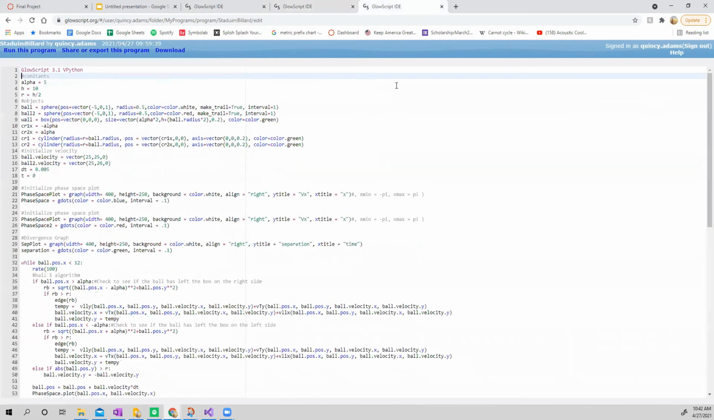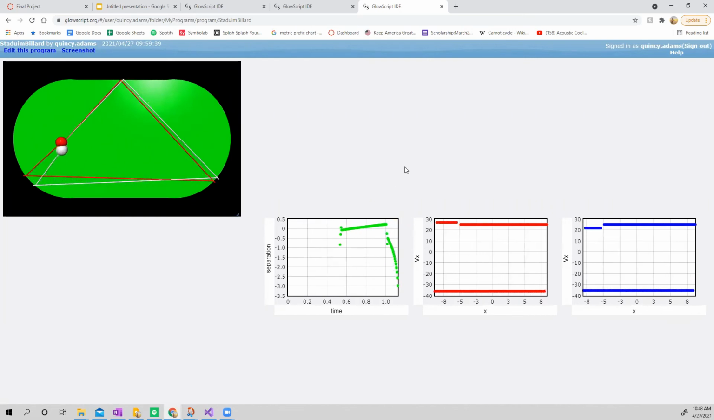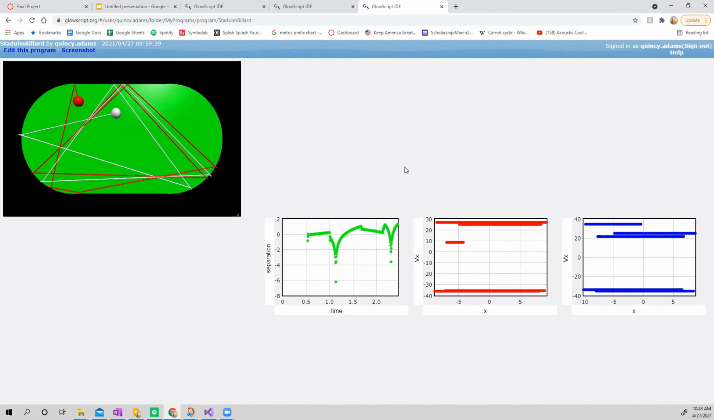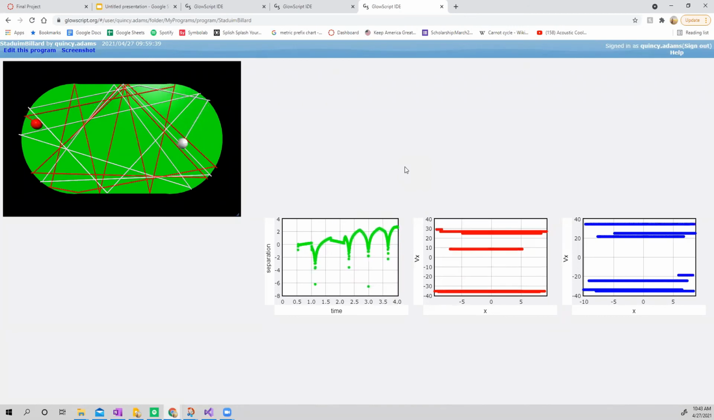So if we go over to the stadium shape and we start running it, you probably noticed this before. The separation graph here, as we let it keep running, will keep trending upwards, which means it's getting more and more chaotic. The more it trends upwards, it means the trajectories are very different. They're getting more different as time goes on. It's a way of showing graphically that even though they started with only slightly different trajectories, as time goes on, they end up on very, very different paths.